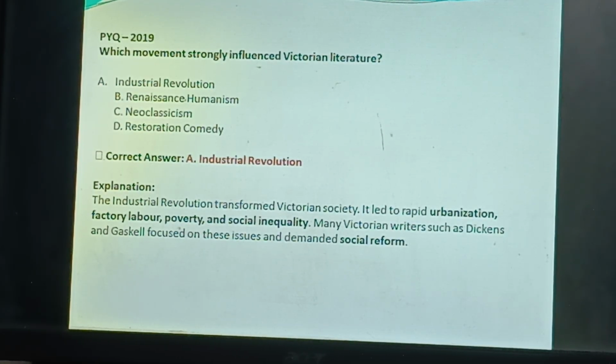Industrial revolution, Renaissance humanism, neoclassicism, and restoration comedy. Actually, the correct answer is the Industrial Revolution. The Industrial Revolution transformed Victorian society. It led to rapid urbanization, factories, labor, poverty, and social inequalities. Many Victorian writers such as Dickens and Galsworthy focused on these issues and demanded social reform.